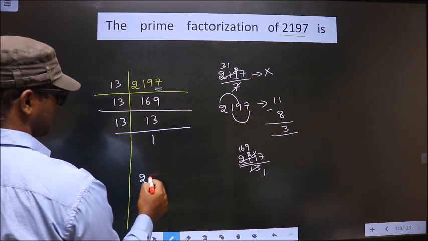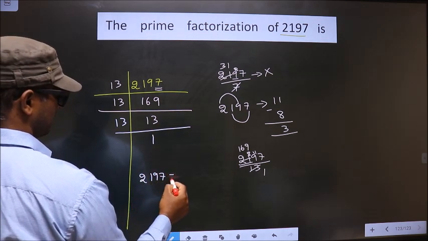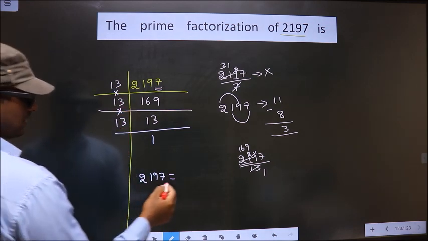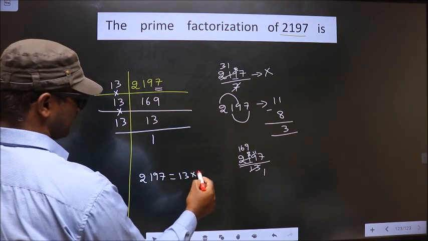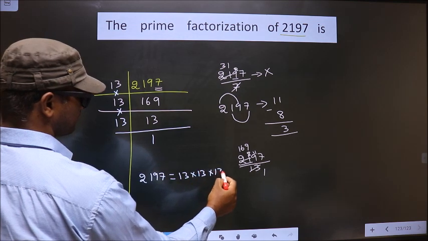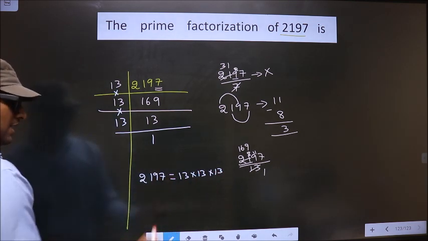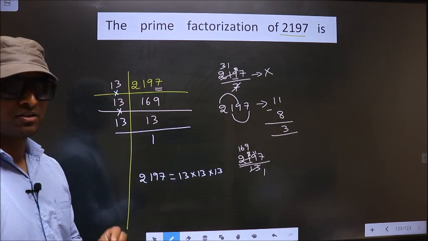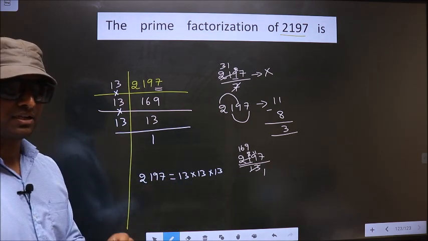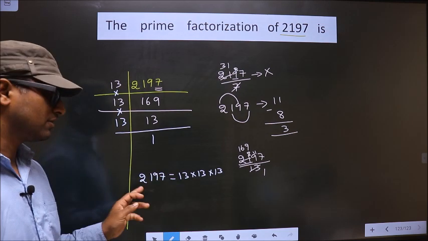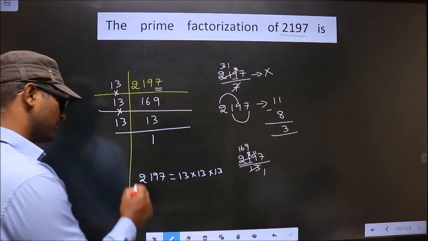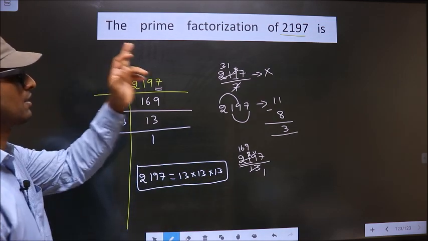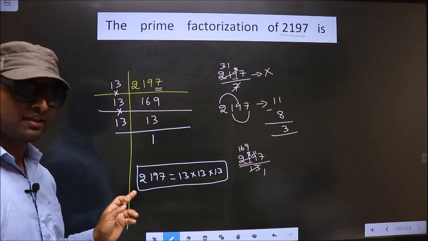So, the prime factorization of 2197 is, you put the multiplication symbol between the numbers, that is 13 into 13 into 13. So, this is the prime factorization of 2197. This is also called the product of prime numbers of 2197. So this is our answer. Am I clear?